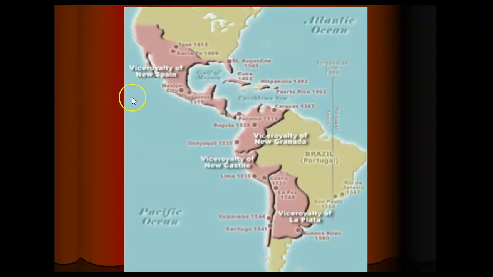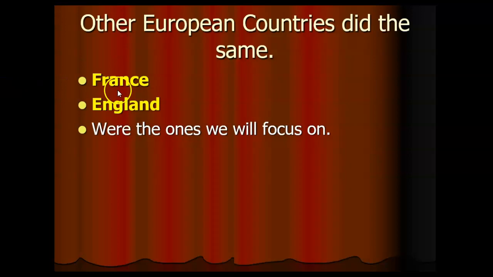So we're going to think about the Spanish and how dominant they are, but we're also going to talk about the other European countries that were also out there exploring. Those are France and England. Those are the important ones that will be the discussion moving forward.